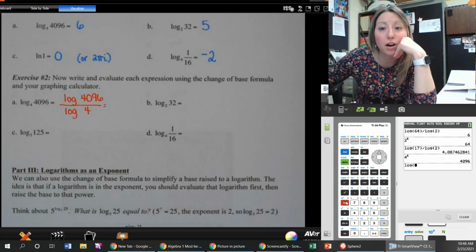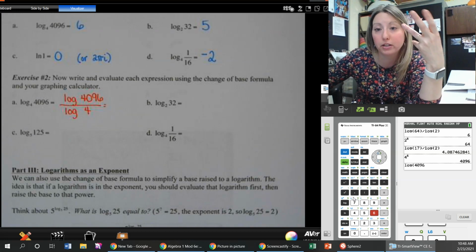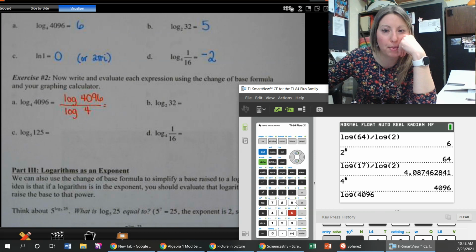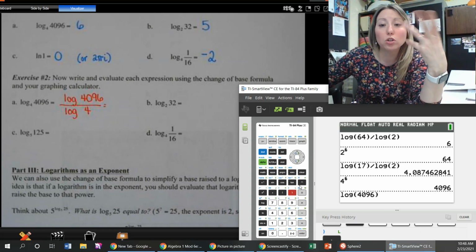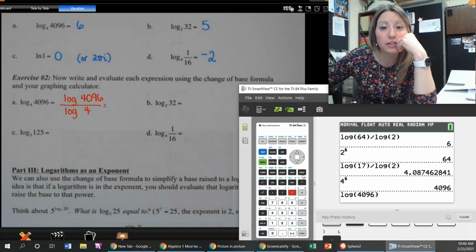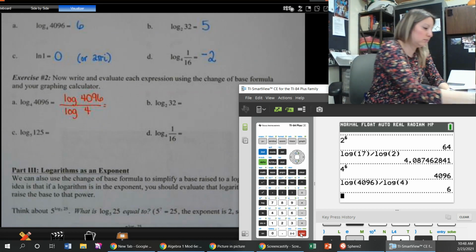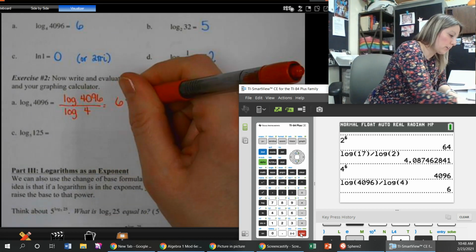Now, of course, because I'm just teaching you this and we're just starting, that's why I was saying log base 10. Let me pull this out so that it is a little bit bigger and you can see my screen. So log of 4,096 divided by log of 4 should equal 6 from above, right? That's where those match up.